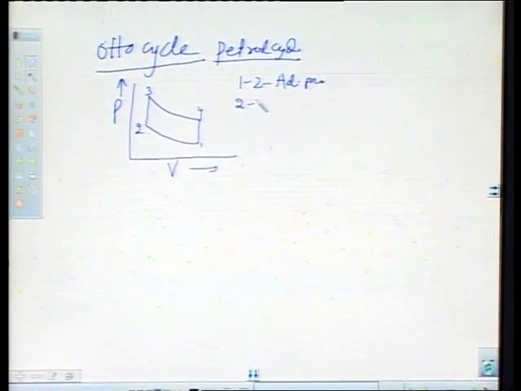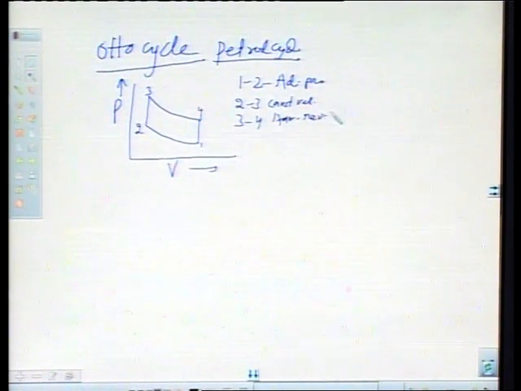2 to 3 is a constant volume process, and 3 to 4 is a reversible adiabatic process, and 4 to 1 is a constant volume process. Now, this Otto cycle works on constant volume. During the first to second point, it is an adiabatic compression process.